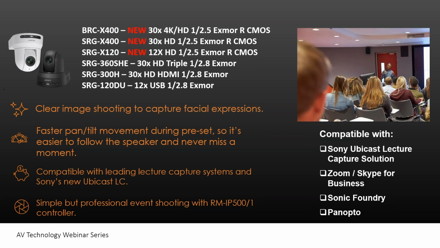In the conventional PTZ camera lineup, we use the Exmor CMOS imager. This has a 1/2.8 sensor, whereas on the X Series lineup, we use the Exmor R CMOS imager that has a 1/2.5 sensor. I'll explain the difference between the two sensors in the upcoming slide.